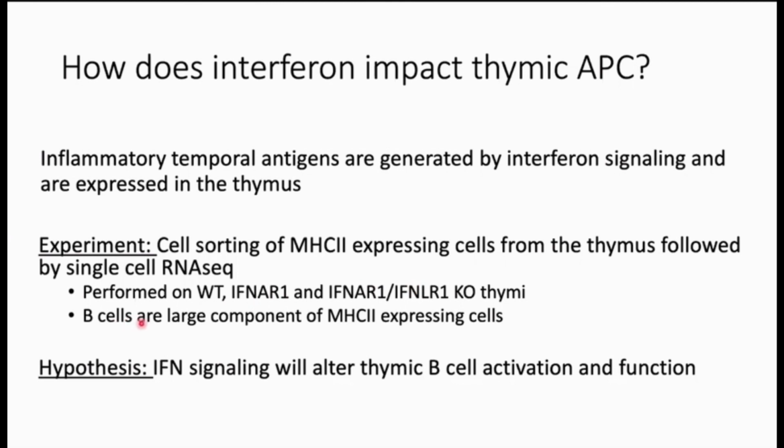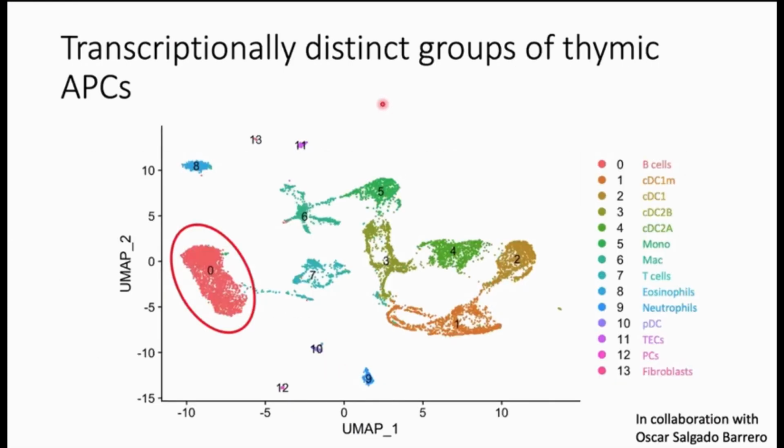Now, B cells are a large component of the class 2 expressing cells. So we were able to look at global, but also I could analyze the B cells. And so the hypothesis we had was that interferon signaling would alter the thymic B cell activation and function. And so what we find is that there are transcriptionally distinct groups of thymic APCs.